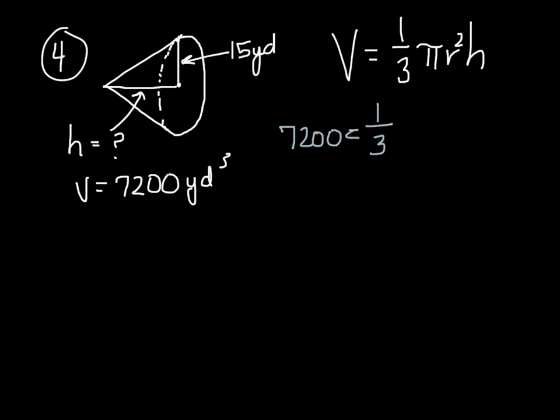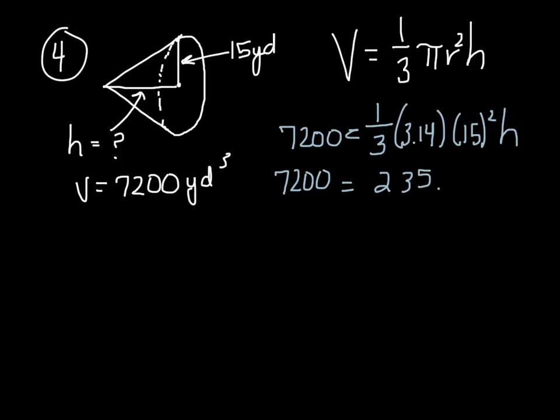Then 1/3 we bring down. Pi is 3.14. We know the radius is 15. We don't know the height. So now we have to use our problem solving or equation solving skills to solve for h. So that's going to give us 7,200. And we're going to take 15 times 15. That's 225 times 3.14. We divide that by 3. We get 235.5 h. But now we have to solve for h.